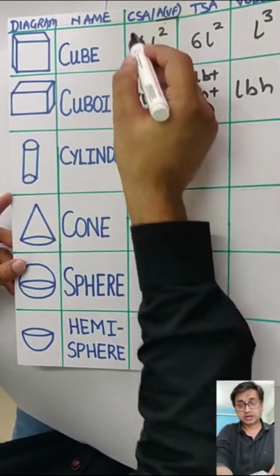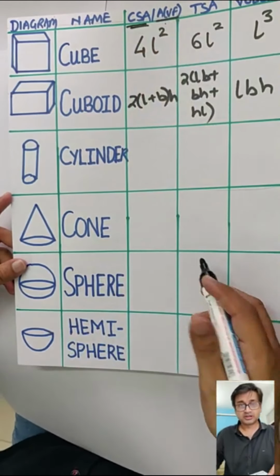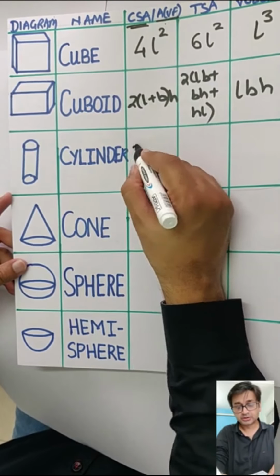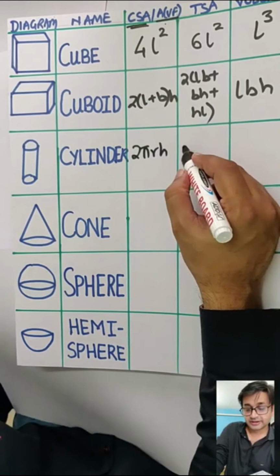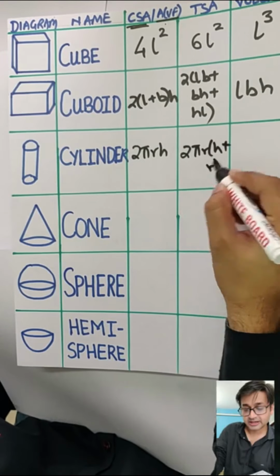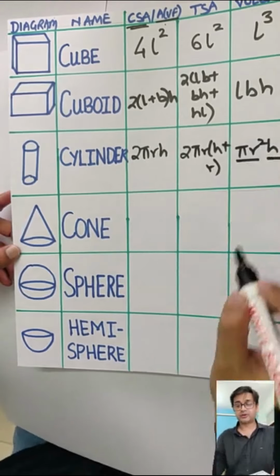So cylinder, curved surface area. This time no more vertical faces. So what will be the curved surface area for a cylinder? We just now did it, come on. So 2 pi R H. What will be the total surface area? Can you do it? 2 pi R (H plus R). And the volume, pi R square H, area into height.